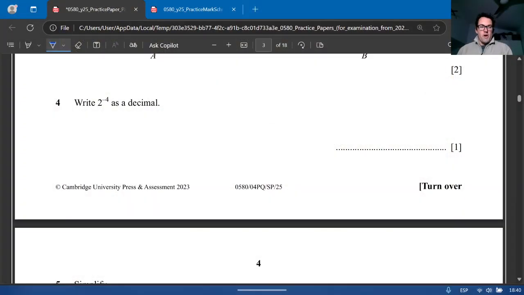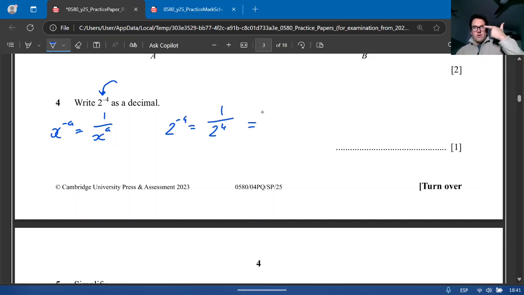Question 4, write 2 to the power of minus 4 as a decimal. You can just put this in your calculator, but let's see what it looks like without a calculator. Of course, the rules of indices mean if you have a number with a negative index, we can write it as a denominator, the positive. So 2 to the power of minus 4 will be 1 over 2 to the power of 4. And then, of course, 2 times 2 is 4. 4 times 2 is 8. 8 times 2 is 16. So that's 1 over 16.